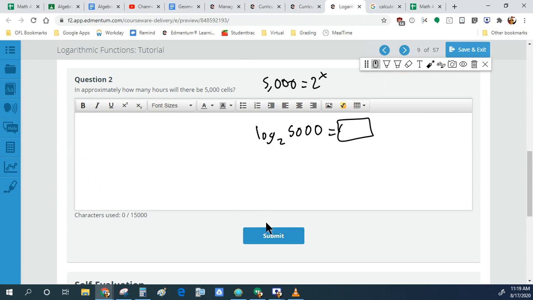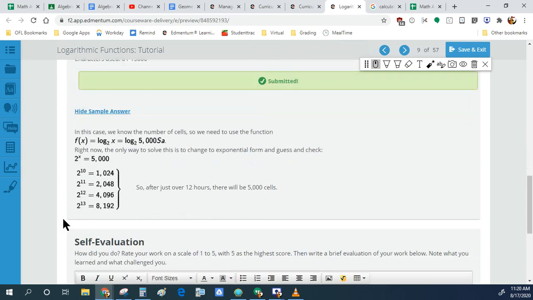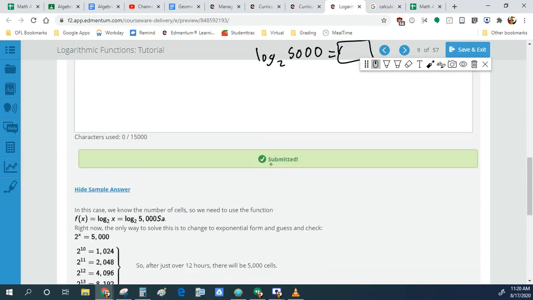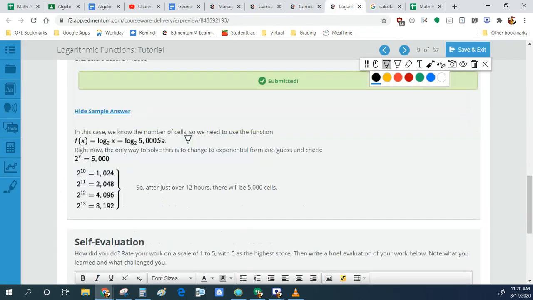Let's see what Edmentum says. Edmentum says it's about 13. So what they were doing is they were doing it like this. I wouldn't recommend doing this. They're like, well, we know that it's bigger than 2 to the power of 10, so they just kept going and going and going. Now that you guys know the base trick, you can just plug into your calculator log of your argument divided by log of your base.